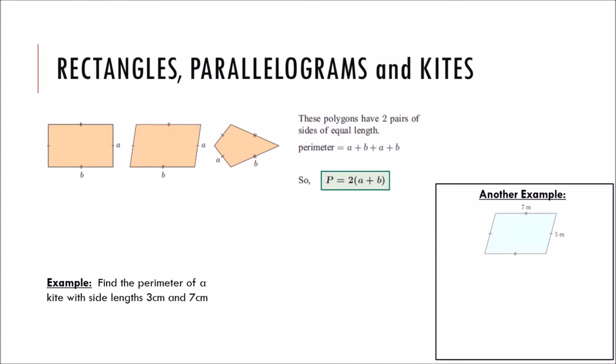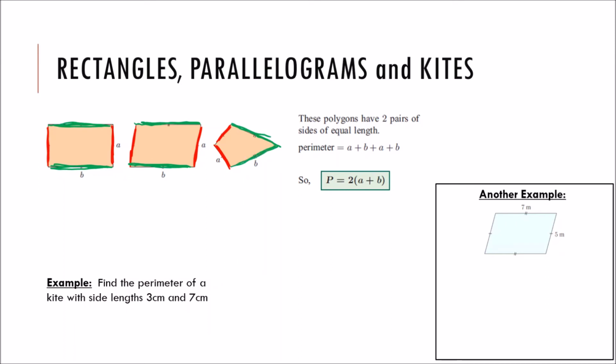All three of these shapes have 2 pairs of sides of equal length. What I mean by that is, here I have this side and this side are the same length. In a parallelogram, I have this side and this side are the same length. In a kite, I have this side and that side are the same length. Now each of them has another pair. In a rectangle, that would be this top one and the base or the bottom. Those two sides are the same. In our parallelogram, we have our top and our bottom as well. And in our kite, we have these two longer parts that are also the same length.